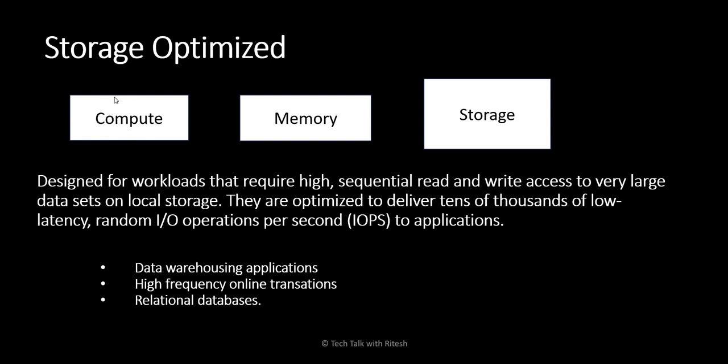So if we need more computation, then go for compute optimized. If we need more memory, for example in-memory, then we should go for memory optimized. If we need more storage related fast computation, like read and write access, etc., then we should go for storage optimized EC2 instance.